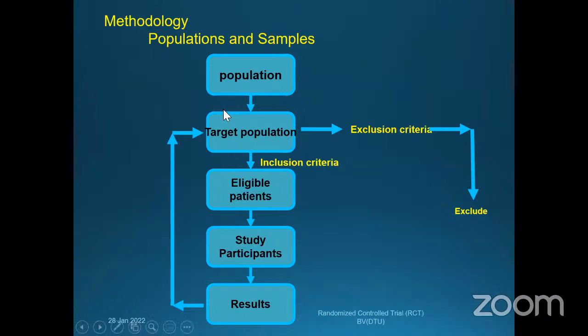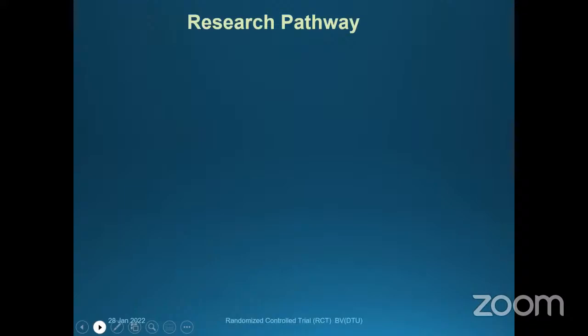So, target population: you exclude somebody with exclusion criteria, you include and bring in the eligible patients, then you select the study participants depending on sample size, and you generate the results, which are extrapolated onto the target population. That is how the randomized controlled trial is done.